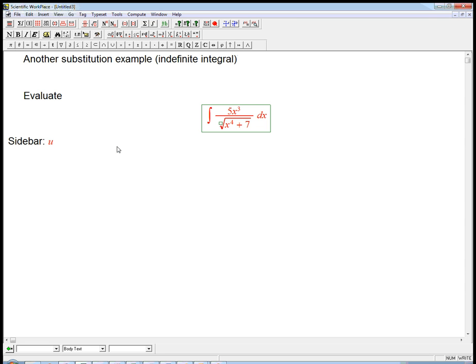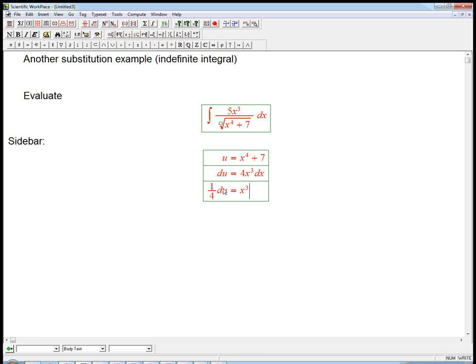So we start our sidebar calculation by saying u equals x to the fourth plus 7. Okay. Immediately, we take du, which is just the derivative expressed in differential notation, 4x cubed dx. Now we don't just solve for dx. We look and see if there's anything else that's smarter to match. x cubed dx, that's what we want to match. So that's just 1/4 du.